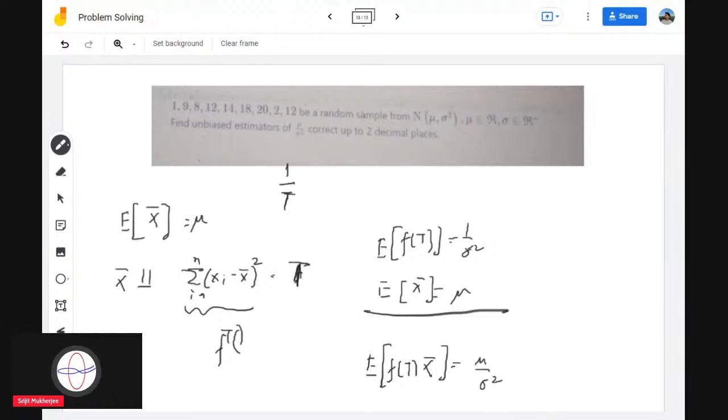So for this problem, you have to write the chi-square PDF only and integrate. There's no other way. I tried, that is why I wanted to see if there was some other way, but this is the only way. You need to take expectation of 1 by y, where y is chi-square n minus 1.